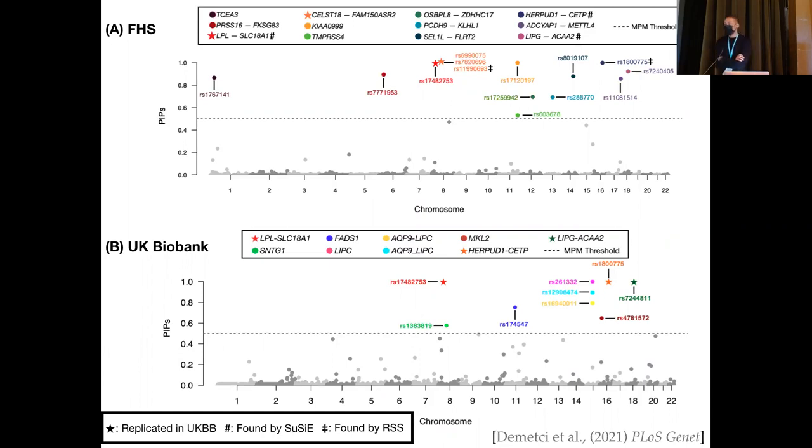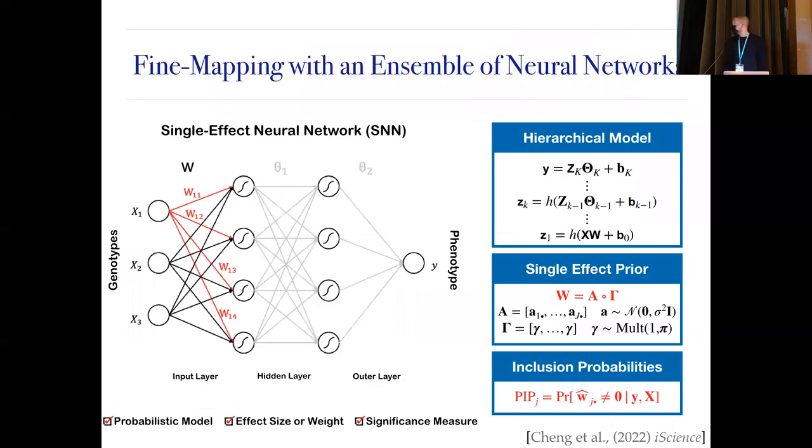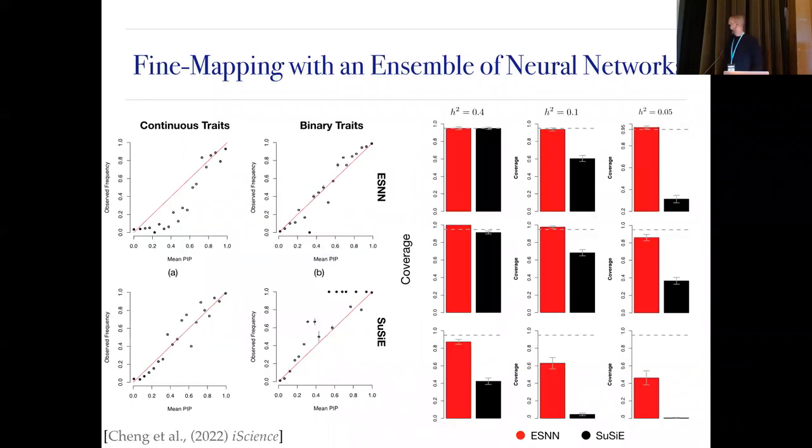Thanks. Yeah. Hi, great talk. You showed that you have improvement of your method over SuSiE. I was wondering how significant is the improvement in reality? For example, you need to do experiments to verify the identified causal variants, right? So what is the significance of the improvement in reality? Totally depends. We ran this for a bunch of different traits.